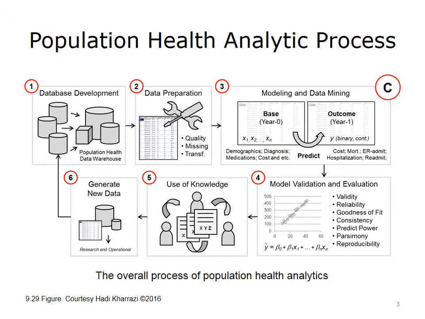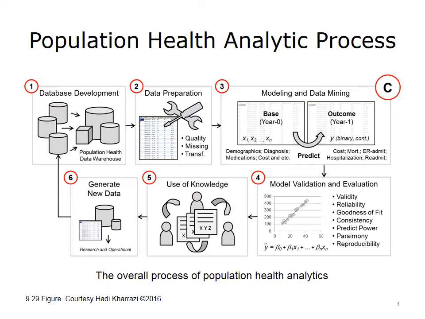This diagram shows the overall steps involved in developing analytics for population health management and risk stratification. As shown in Box 1, the first stage involves the merging of various datasets and developing a centralized or distributed population health data warehouse. The second step, depicted by Box 2, includes various processes to prepare the data for analysis, such as fixing data quality issues, deleting or imputing the missing data, and transforming the data to meet the assumptions of a given analytical approach.